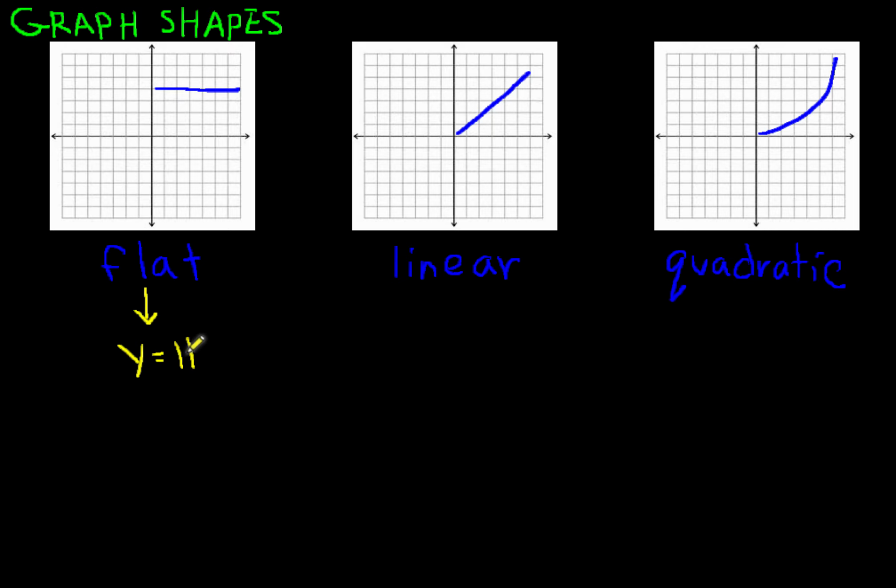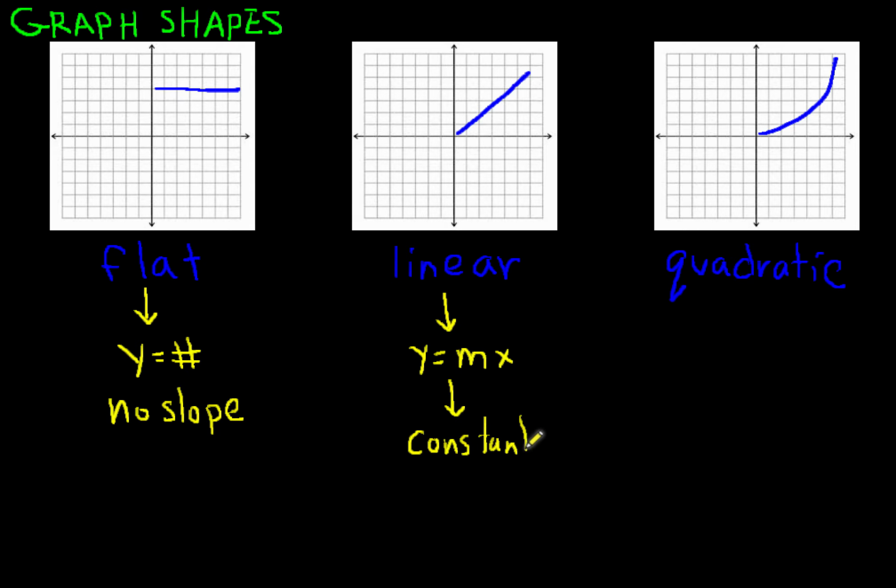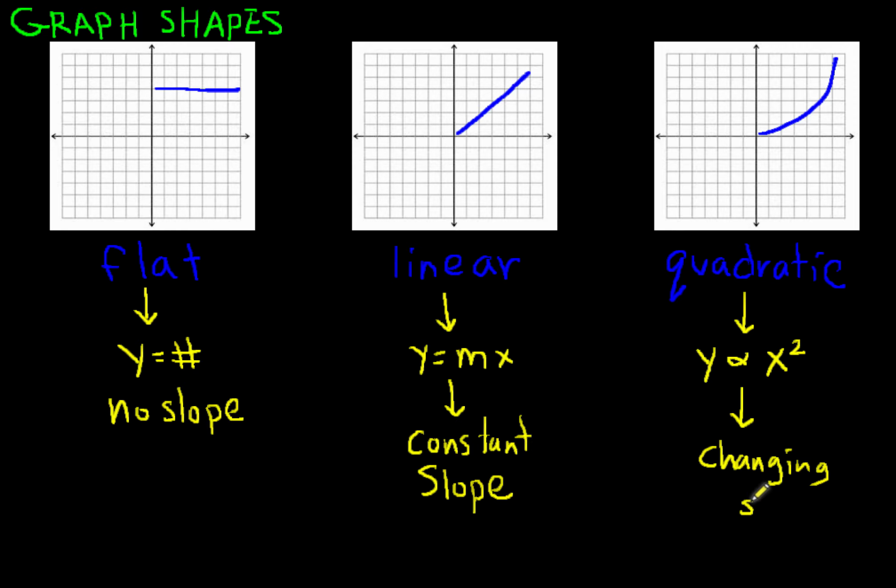A flat graph has the equation y equals some number, and it has no slope. A linear graph has the equation y equals mx as long as the graph goes to the origin. This graph has a constant, unchanging slope. A quadratic graph is y is proportional to x squared. This graph has a changing slope, and you can recognize it by the squared in its equation.